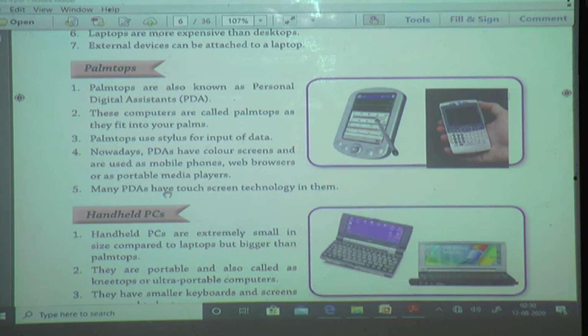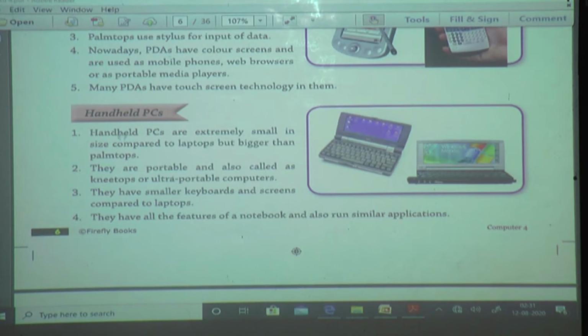Many PDAs have touch screen technology in them. Like we have keypad mobiles and touch screen mobiles, palmtops also have either touch screen or keypad. Now, handheld PCs. Handheld PCs are extremely small in size as compared to a laptop, but bigger than a palmtop.